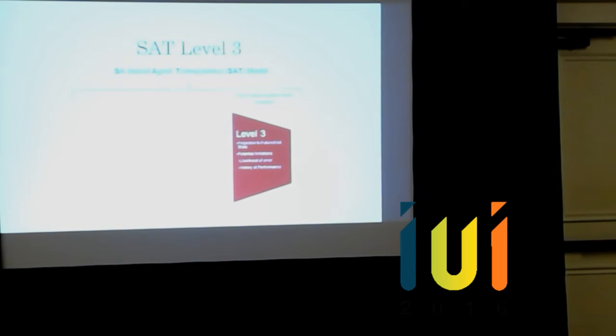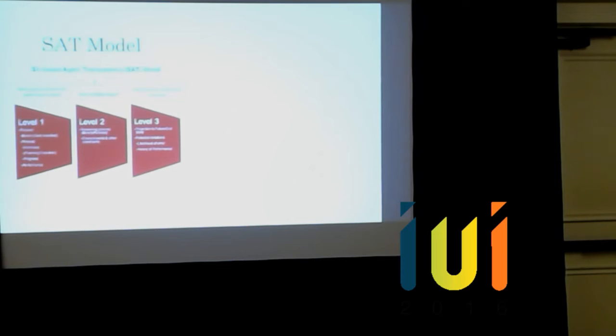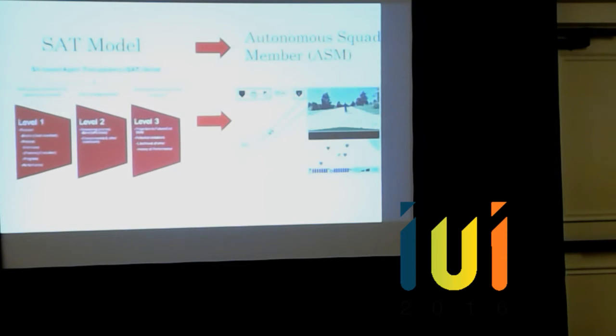Level 3 provides information about the agent's projections of future outcomes and uncertainty associated with this level or previous levels of information. When combined, all 3 levels of SAT-based information can aid the operator in maintaining accurate situational awareness of an autonomous agent, such as the autonomous squad member. Please visit us at the poster to find out more information about this project.